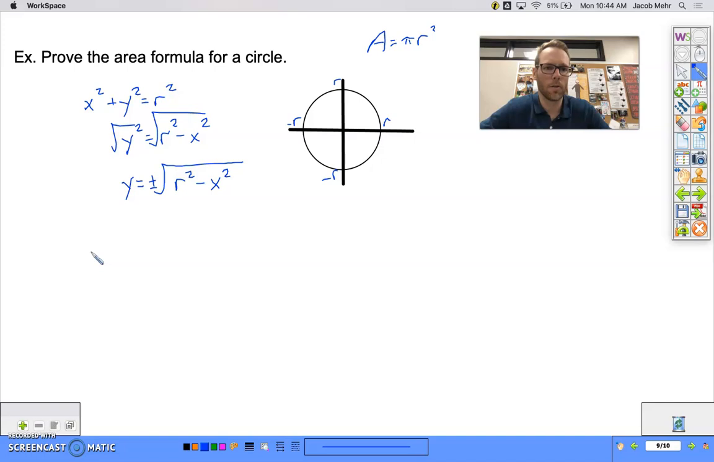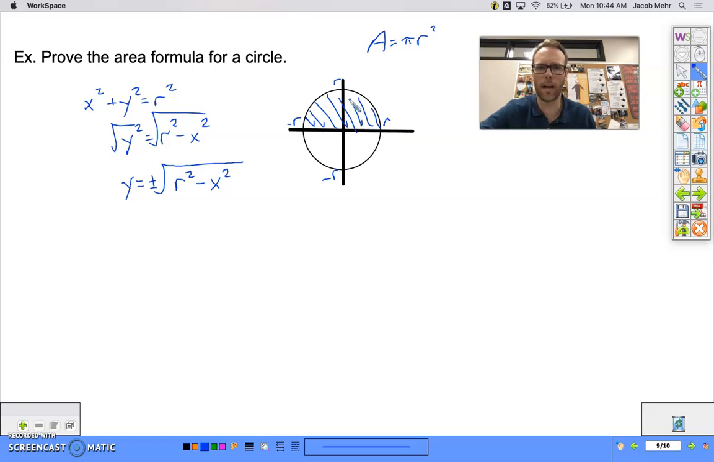We know a definite integral is going to find the area under the curve between that and the x-axis. So what we can do is we could just take the top half of the curve, we could get rid of that minus, and we could take the top half of the curve and find the area under that from negative r to r, and then how would we find the area of the entire circle? Well, we'd just double it, wouldn't we? Okay.